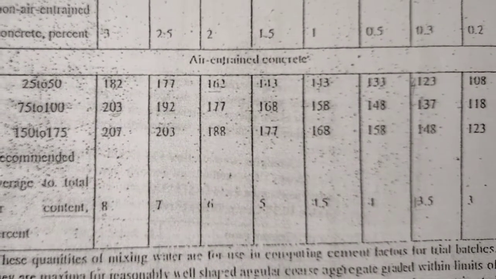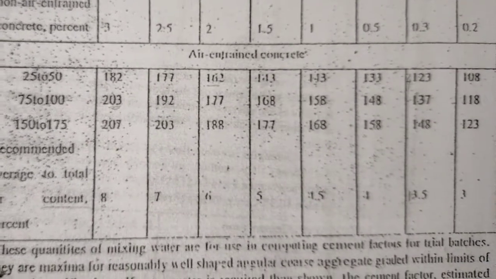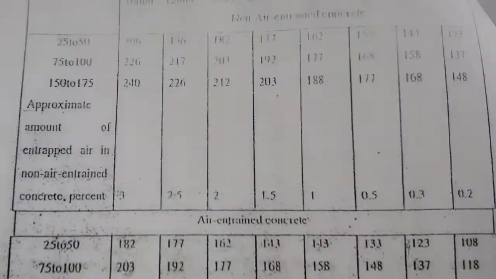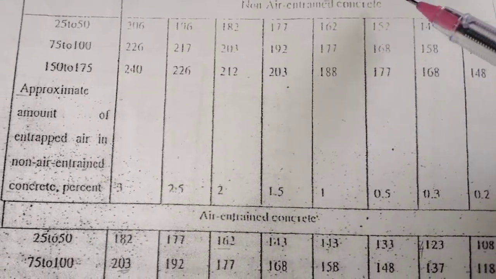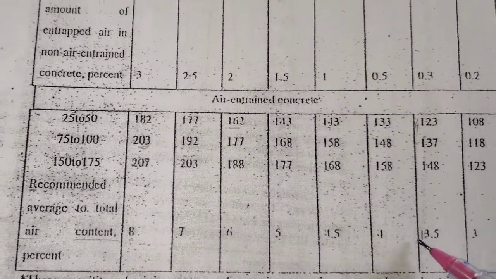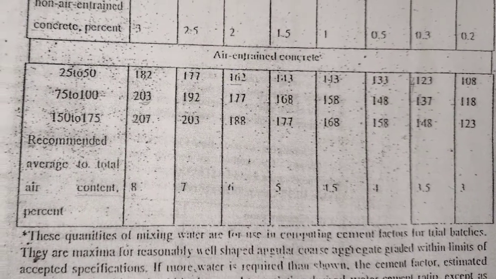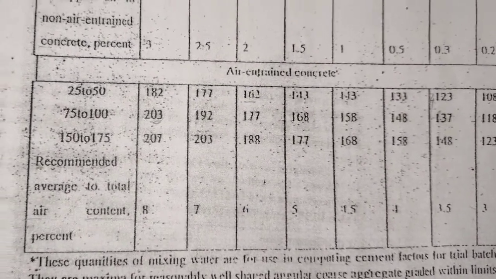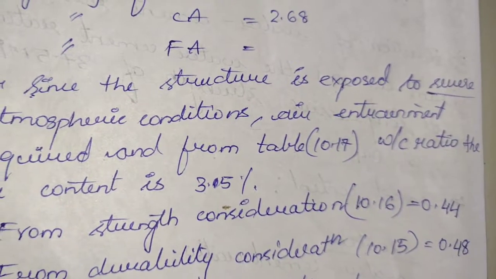For air entrained concrete we will be calculating the total air content percentage. We are given the maximum size of the aggregate, which is 80 mm. So for 80 mm we would be taking the air content as 3.5. So for our condition we are taking the air content as 3.5%. So we are done with the first step.